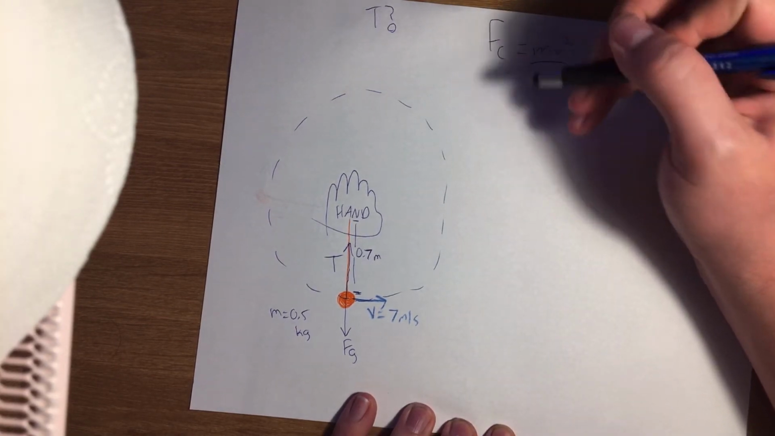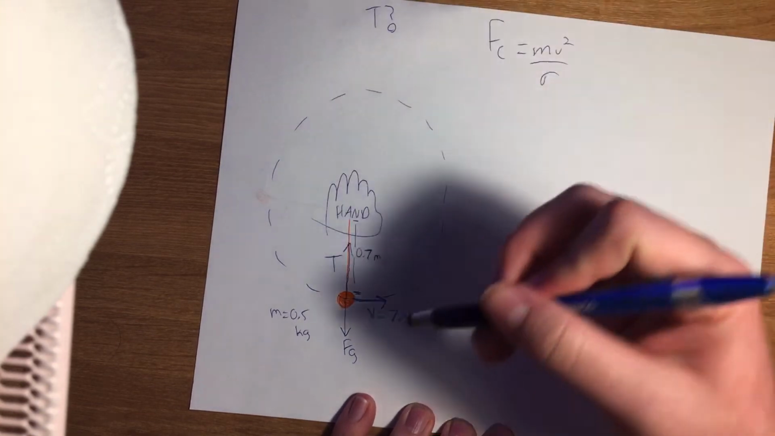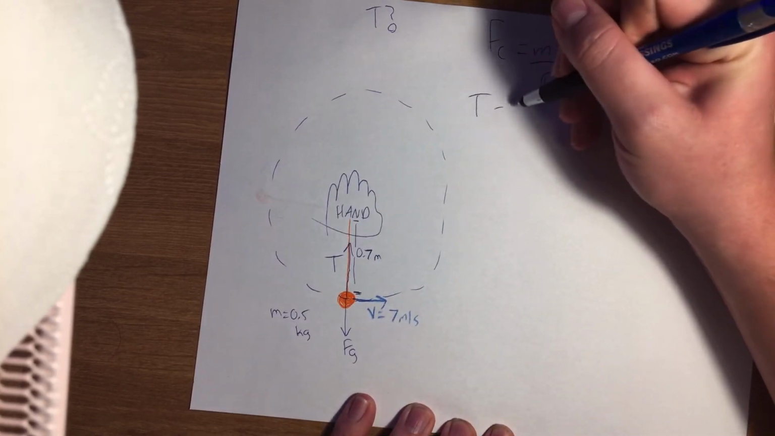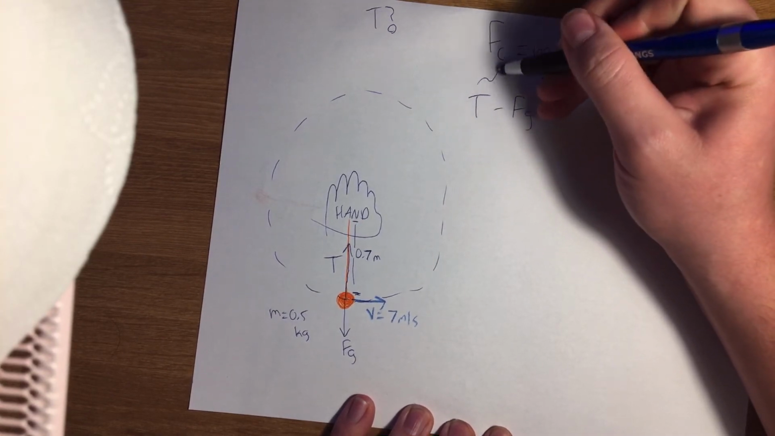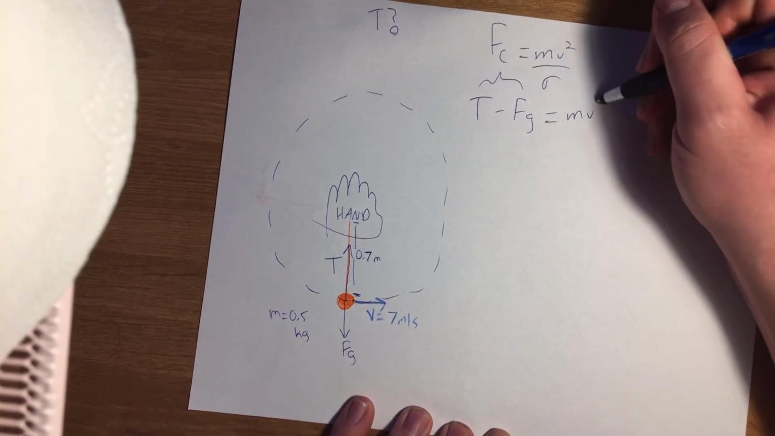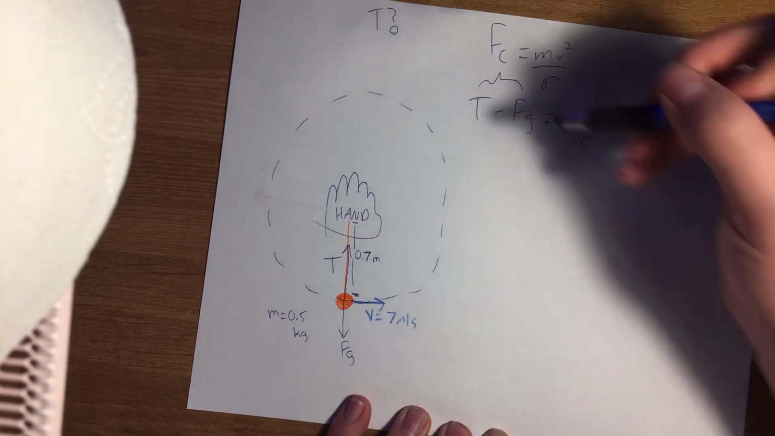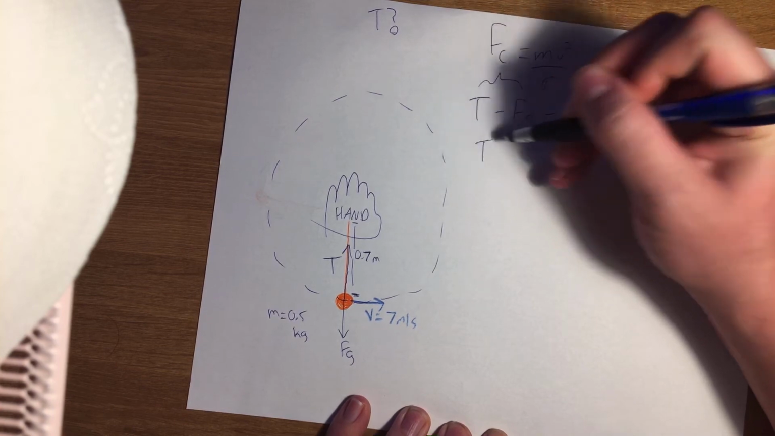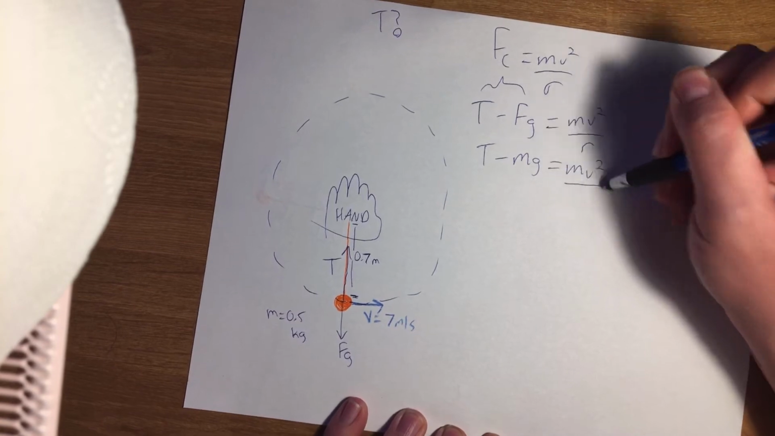So what is the centripetal force in this case? Remember, centripetal force is the net force pulling to the center. So in this case, we have tension pulling to the center minus force gravity, because force gravity is pulling away from the center. So this net force here is my centripetal force. And of course, your centripetal force equals mv squared over r. Now the next thing I can do is rewrite gravity, right? Remember, force gravity is just mg. So tension minus mg equals mv squared over r.